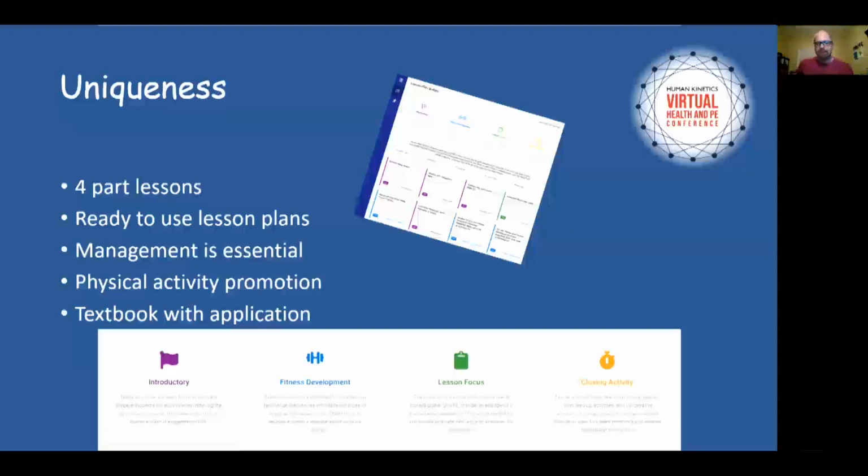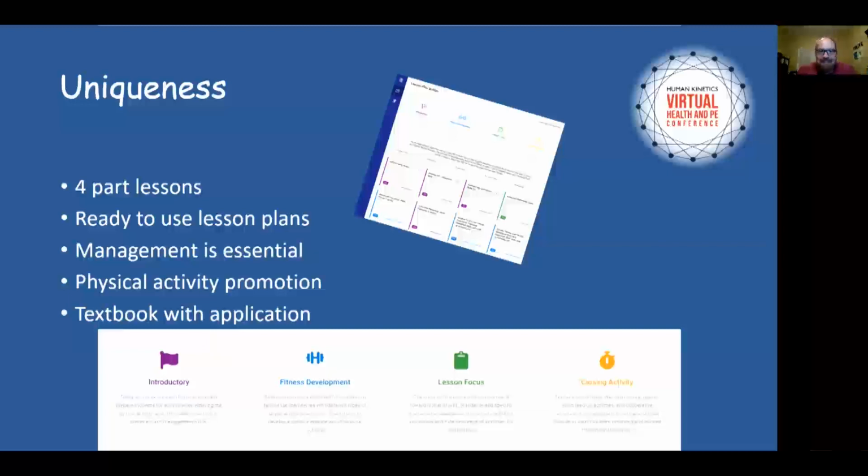The lesson focus, which is the bulk of the lesson, tends to focus more on the skills, really teaching some concepts in depth. We have allocated how much time and so on in other documents. And then the closing activity, which is like the game. So there is this 4-part lesson. And one of the unique pieces of this, which I have at the bottom and at the top too, is that these are ready-to-use lesson plans.